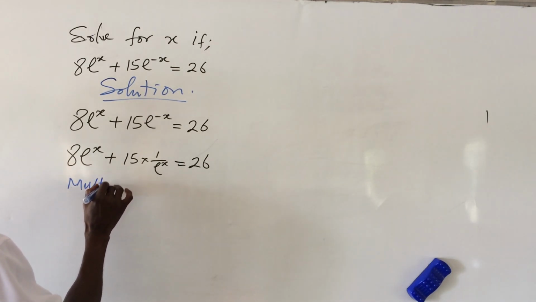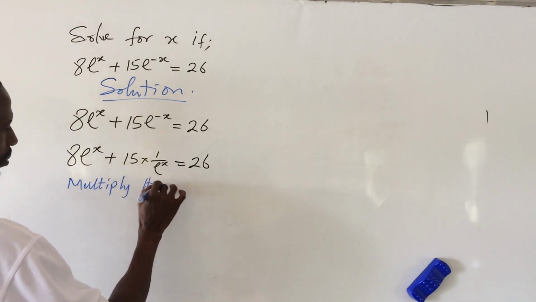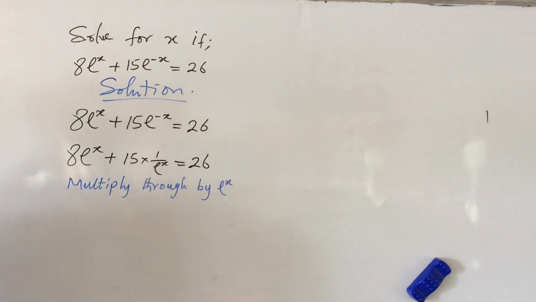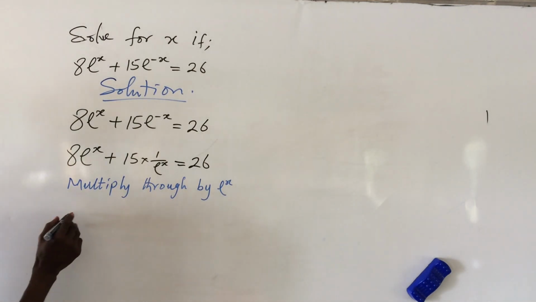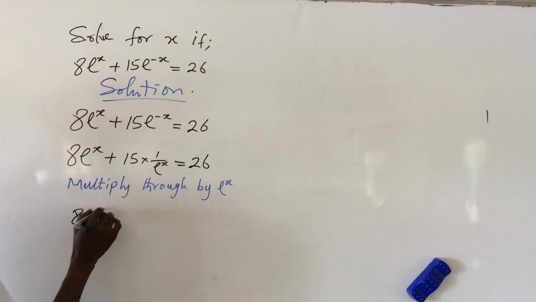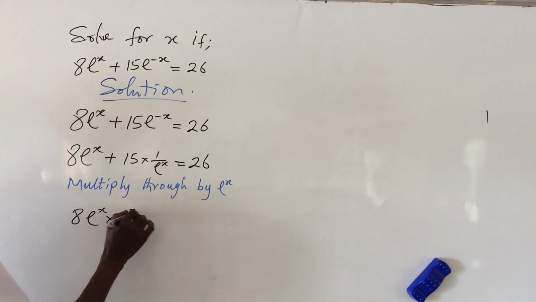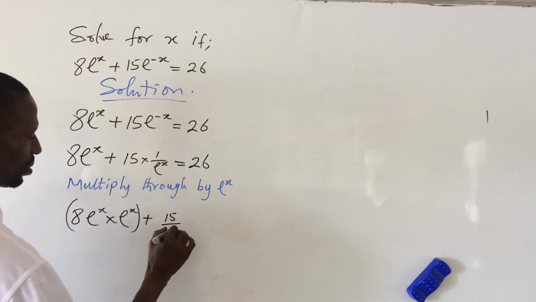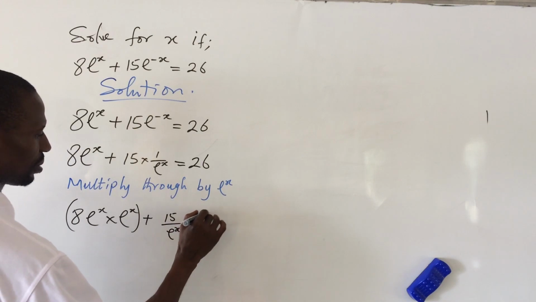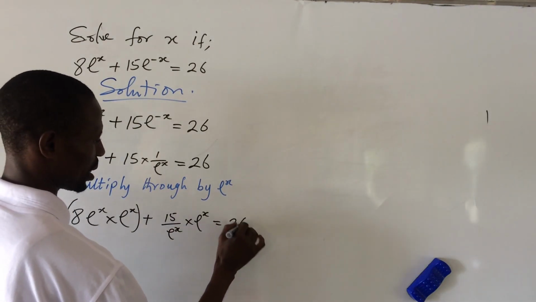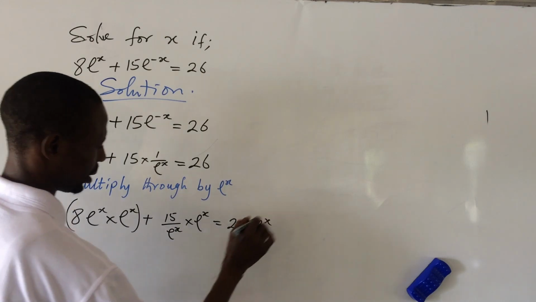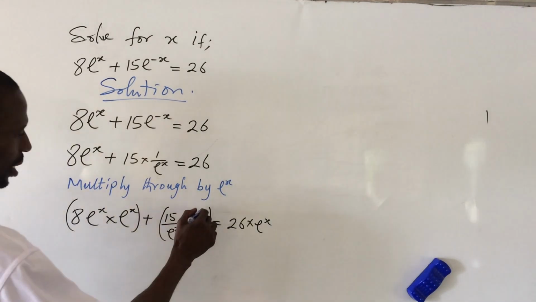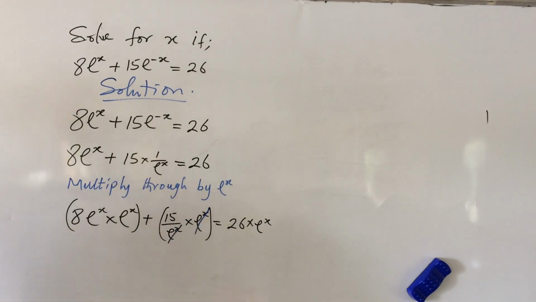All right, now that we have this, we have to eliminate this exponential x. Multiply through by exponential x. So if we do that, this will now give us 8 exponential x times exponential x, close bracket, plus 15 all over exponential x times exponential x equal to 26 times exponential x. It is only this that will take care of this. Every other thing will play out.